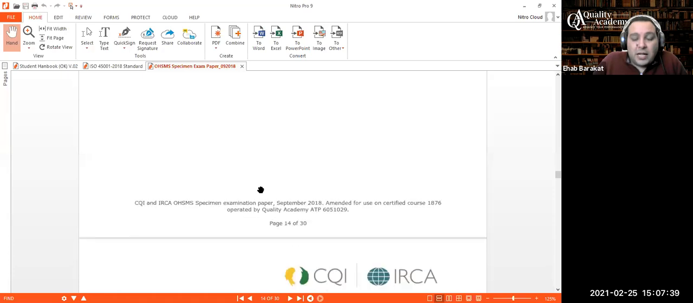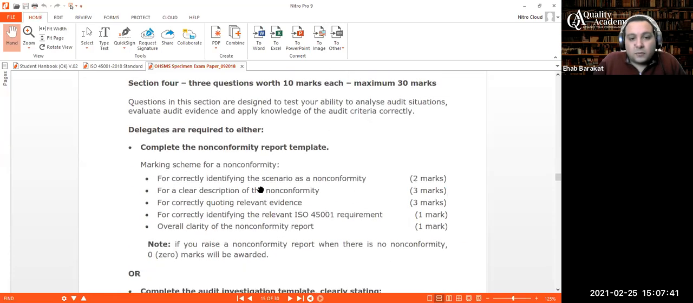The fourth section, scenarios. In this section, you will get 3 scenarios. For every scenario, you shall read it carefully to decide if it is a non-conformity or not. If the scenario is a non-conformity and you said that it's not a non-conformity, but your answer was logical and not far from the scenario itself, you can take a maximum of 7 out of 10.